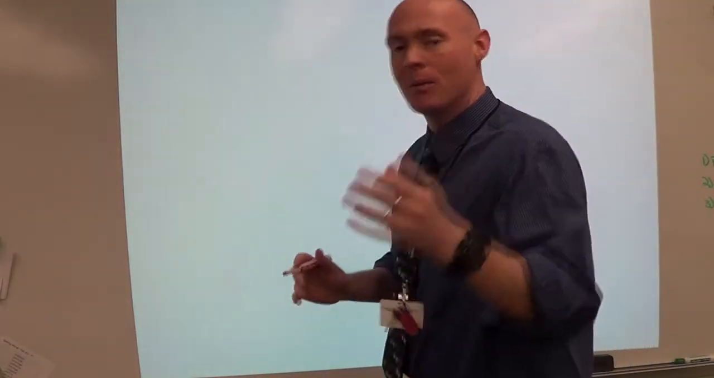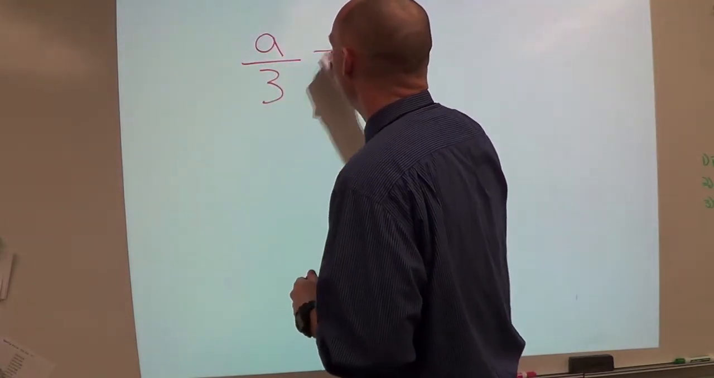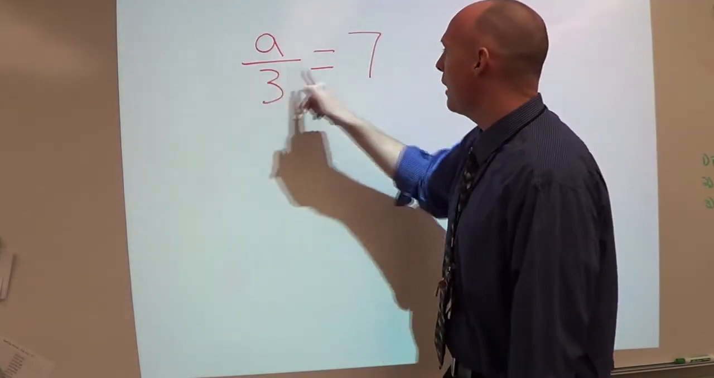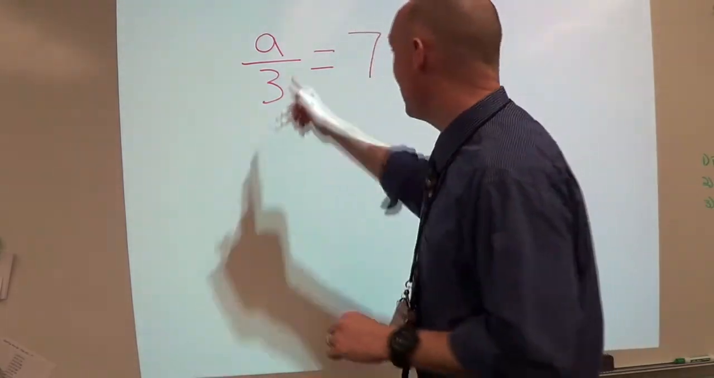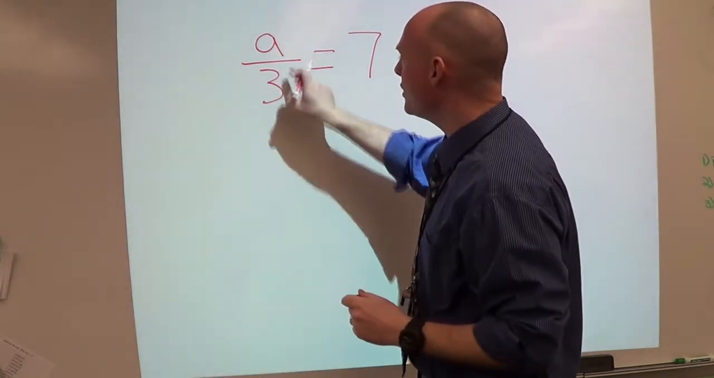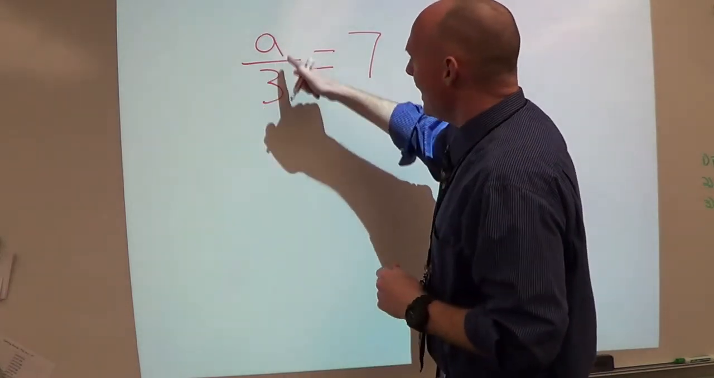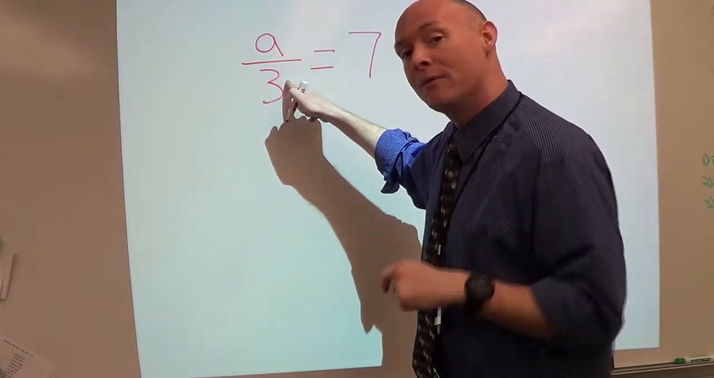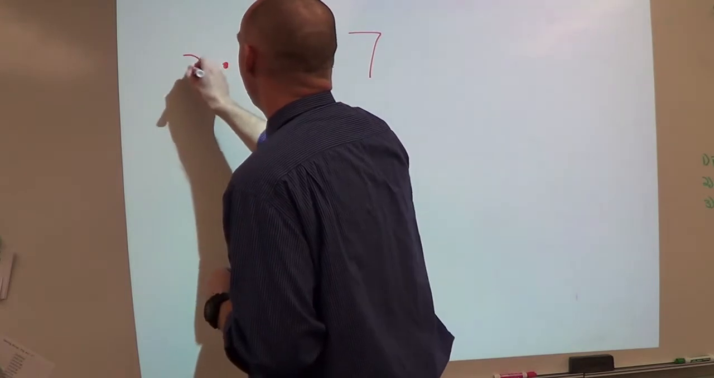So say I'm given a problem with a variable like a over 3 equals 7, which is basically just saying a divided by 3 equals 7. First step, we have to isolate that variable a. So I find the side of the equation where a is, and it's divided. What's the inverse? Multiplication. So a here is being divided by 3. So in order to get rid of that divided by 3, I have to multiply by 3. So I'm going to multiply this side by 3.